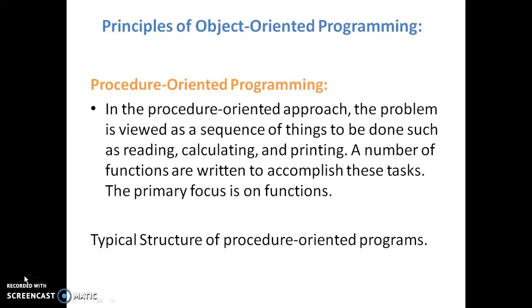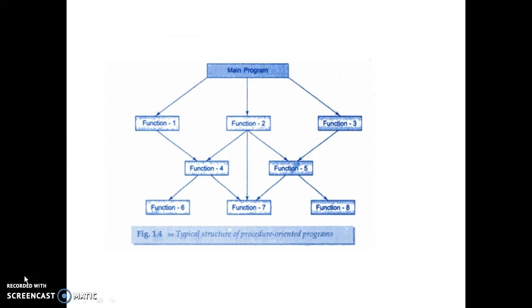Typical structure of procedure-oriented programs. Here the main program is calling function 1, function 2 and function 3. Function 1 is calling function 4, function 2 is calling functions 4, 5 and 7, and function 3 is calling function 5. So this is how a typical structure of procedure-oriented programming looks.